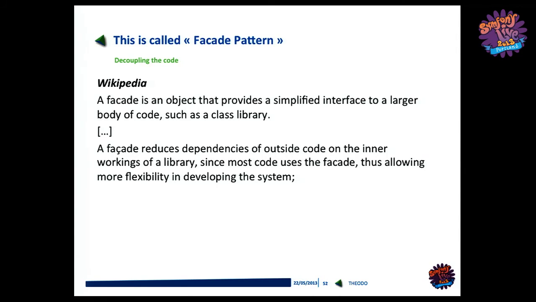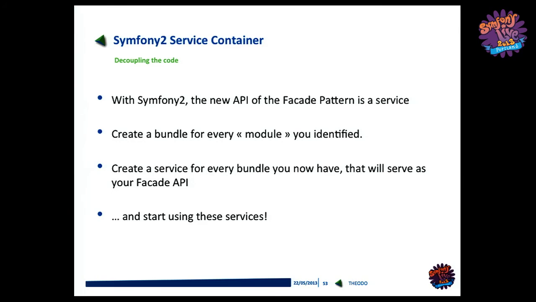So how do you do that with Symfony 2? The new API would be a service. So you would create a service. The way we do it is basically creating a bundle for every functional module we identified in the legacy app, and then when we're trying to use this module, we go through the new service that we created. And once you're starting to use the services, then you're on the good way.